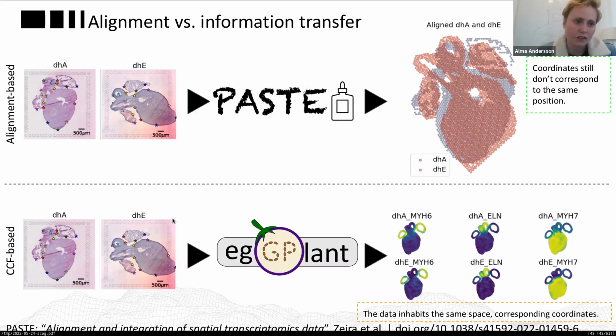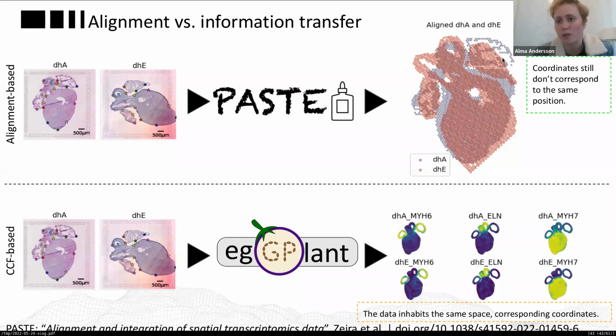So section A and section E here, and then we used a method that was recently published in Nature Methods called PASTE, which is super nice and it allows you to align your spatial transcriptomics data based on both the spatial structure of your data, but also the gene expression. And that's exactly what we did here. We aligned these 2 sections.